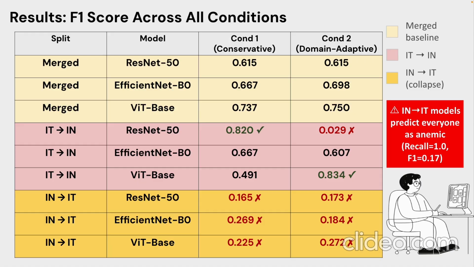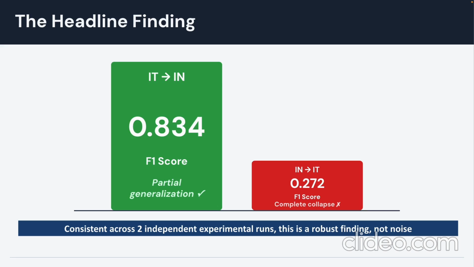That's actually strong, but IN to IT, every single model collapses. F1 scores between 0.17 and 0.27, with recall of 1, meaning the model just predicted everyone as anemic. That's class collapse, not generalization. The headline finding is this asymmetry: Italian to Indian is 0.834 F1 score and Indian to Italian is 0.272.